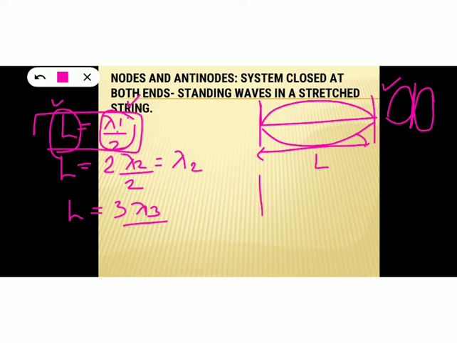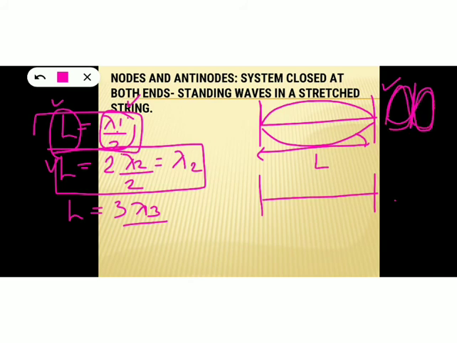Now for the second harmonic, what is the relationship between lambda and length? For the second harmonic, length is equal to lambda 2. That means within the same length L of the string, one wavelength is obtained. Lambda is the wavelength of one complete standing wave. So 2 segments will be obtained like this. This is the figure for the second harmonic.